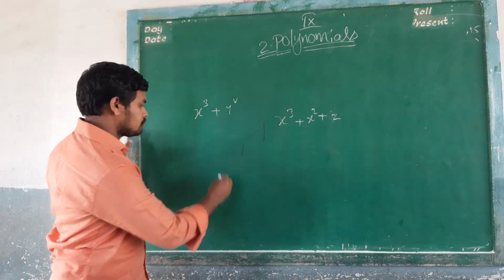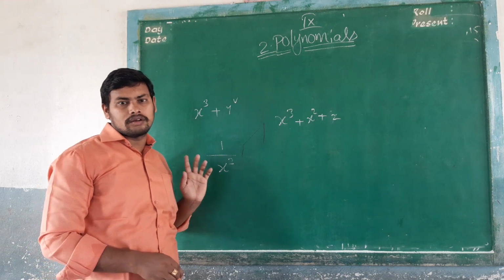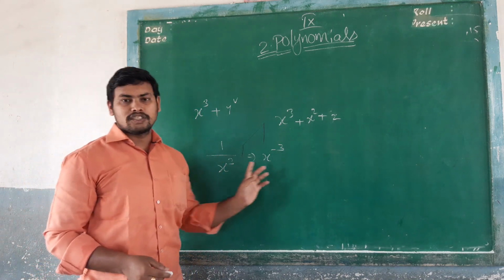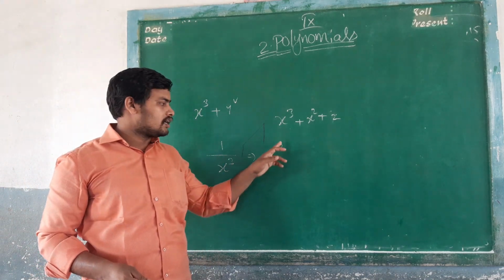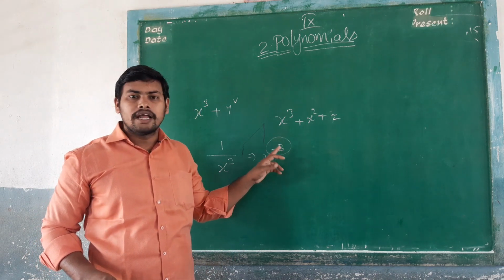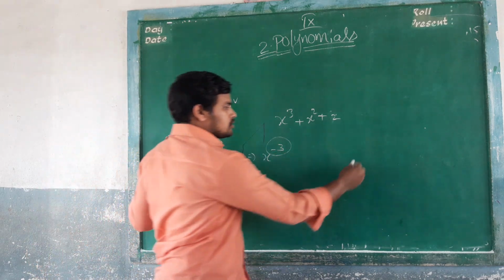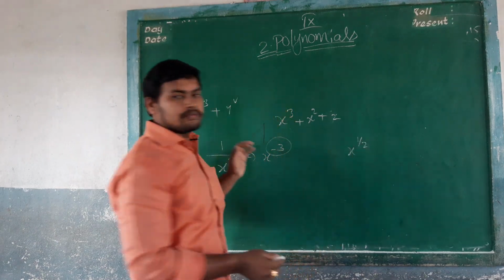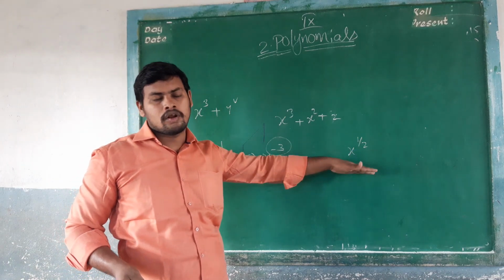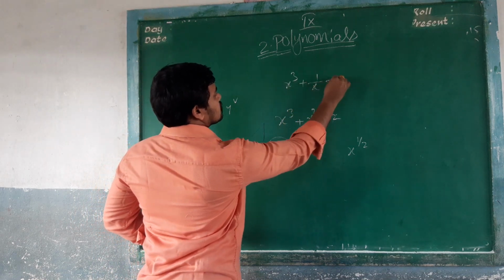Okay. So, is 1 by x cube a polynomial or not? 1 by x cube can be written as x power minus 3. Here the exponent is a negative integer, so it is not a polynomial. Suppose x power 1 by 2. Here the power is in fraction format. It is also not a polynomial.